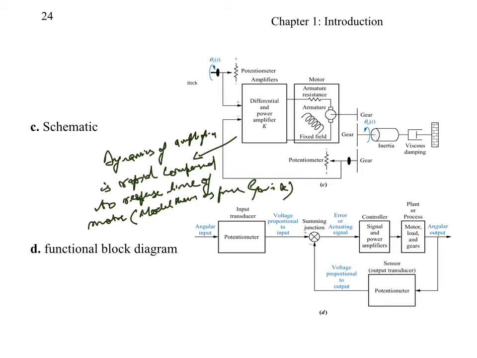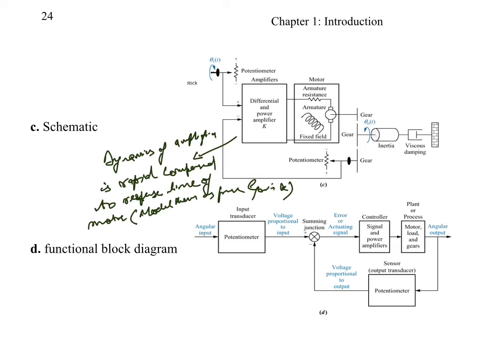Now after the schematic we will have the functional block diagram, that is figure D. In this block diagram you will see that we have the angular input, and the potentiometer acts as an input transducer which converts it into a voltage proportional to the input, and then the summing junction generates the actuating signal. After that we have the controller, which is the power amplifier, and after that the motor load and the gears, that is the plant or the process, and then finally we get the angular output.